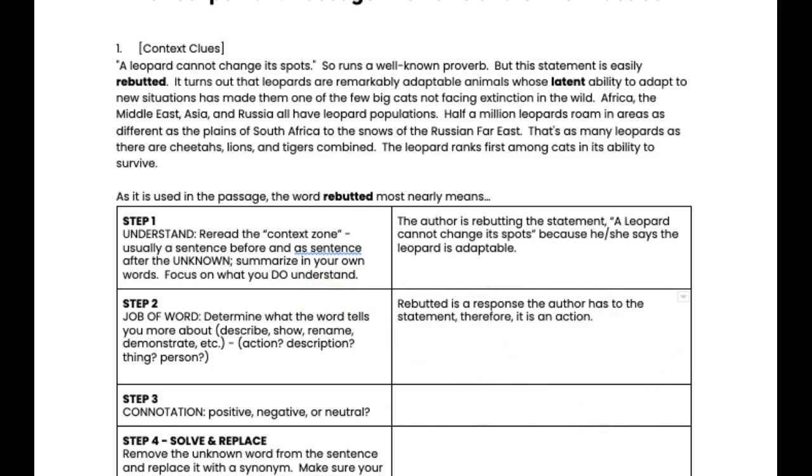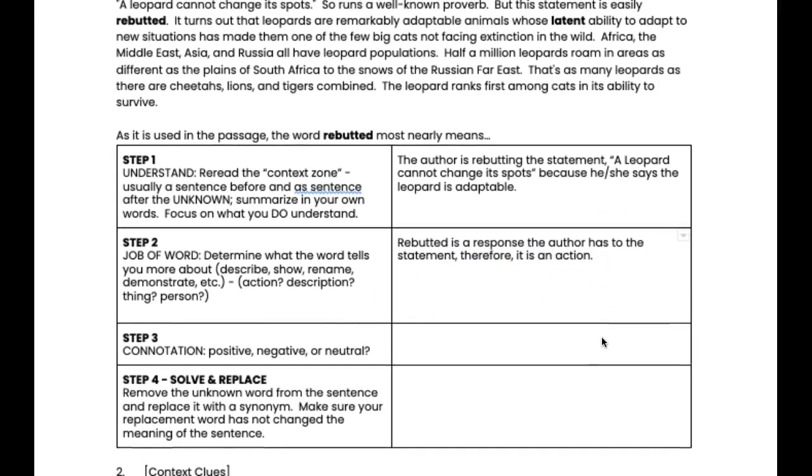The statement is easily rebutted. It seems like the author is doing something. So specifically, rebutted seems to be a response this person has to this statement. So what I put was rebutted is a response the author has to this statement. Therefore, it is an action. So we know rebutted, whatever word we replace it with, is going to have to be an action or a word that conveys an action.